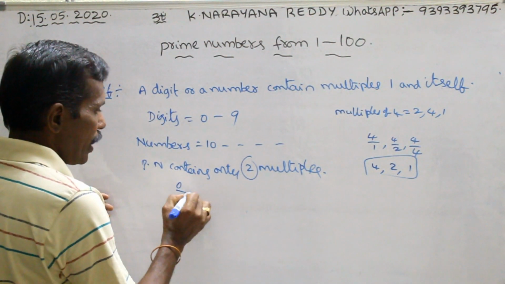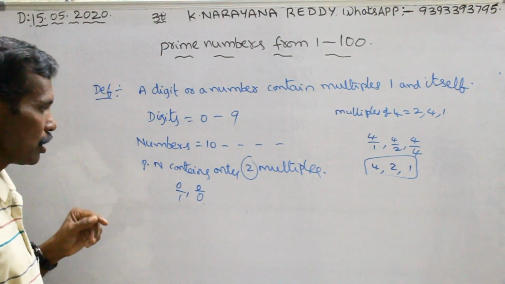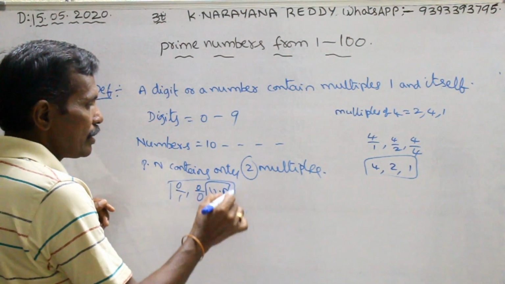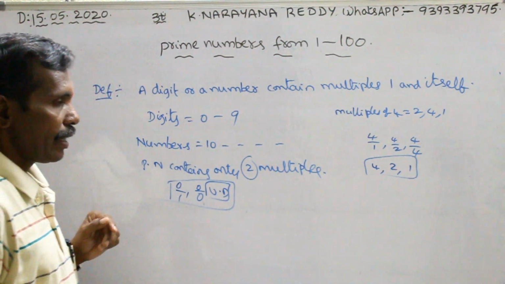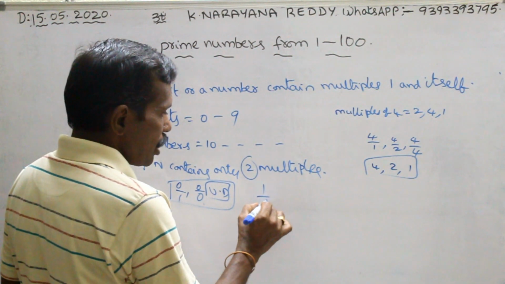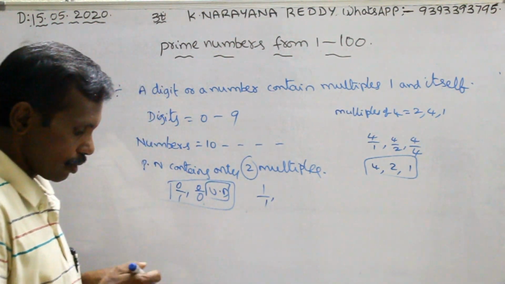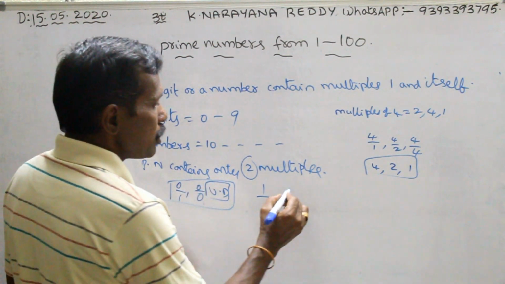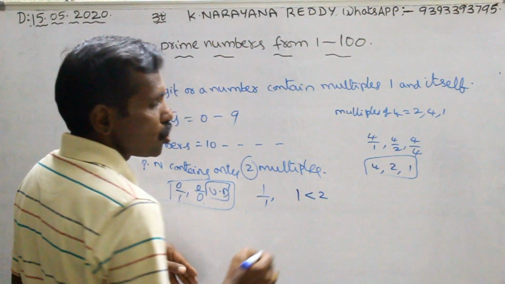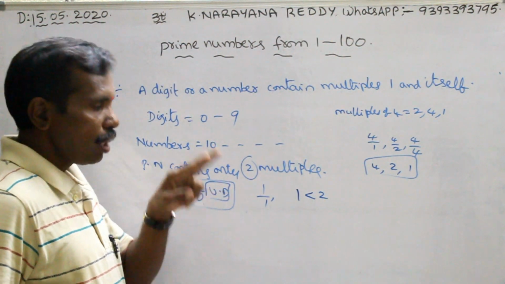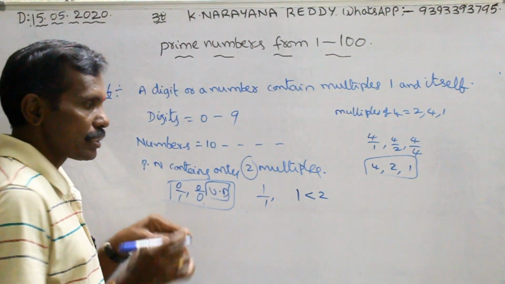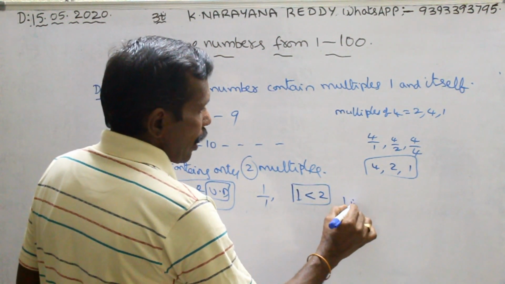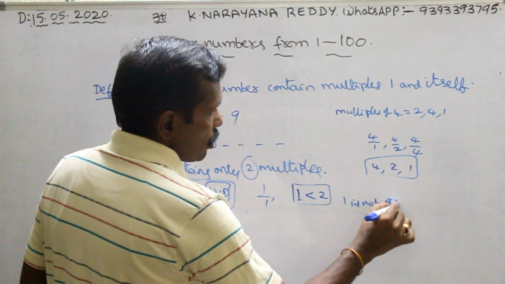So 0 by 1 is 0, and 0 by 0 is undefined. So we can't say this is a prime number. Okay. Take 1 as the number. 1 by 1 is 1. Is another multiple there? No. So only one multiple is there. That is why, as 1 is less than 2, we want a minimum of two multiples. Only two multiples, that is a prime number. 1 has fewer than 2 multiples, that is why it is not prime. So 1 is not a prime number.